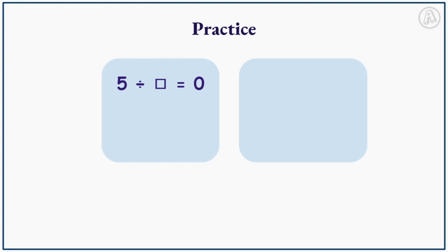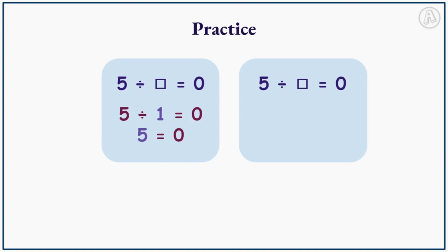So now let's practice by completing the following equation. Would this equation be true for all natural numbers, no natural numbers, or only one natural number? Let's start by replacing the placeholder with any natural number. In this case, we will use 1. 5 divided by 1 equals 5, which means this equation is not true.